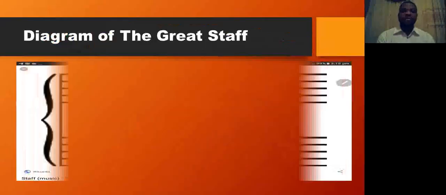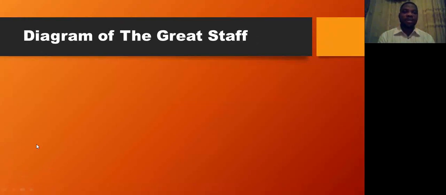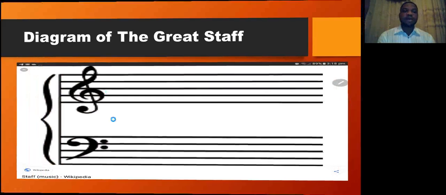Now, look at the diagram of the great staff here. You can see this is the treble staff. Look at the clef sign here, and look at bass staff with the bass clef here. Treble staff and bass staff use a bar line. Look at this bar line to join the two of them with a brace. Look at this brace, like a big bracket, or we'll call it archer's bow. Okay, so we have the great staff. So that's it.